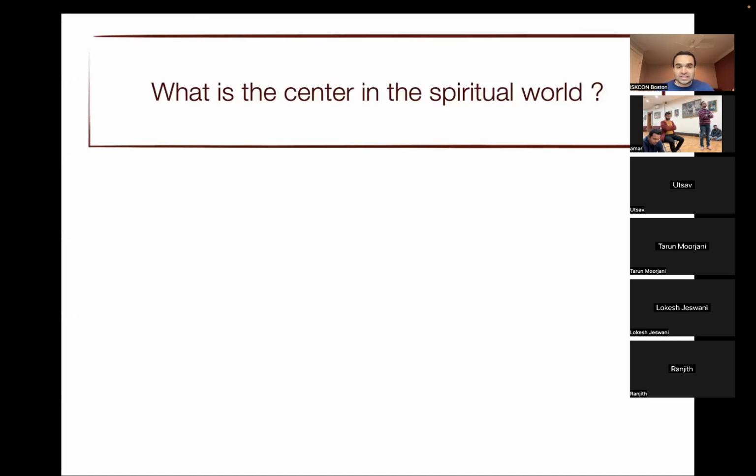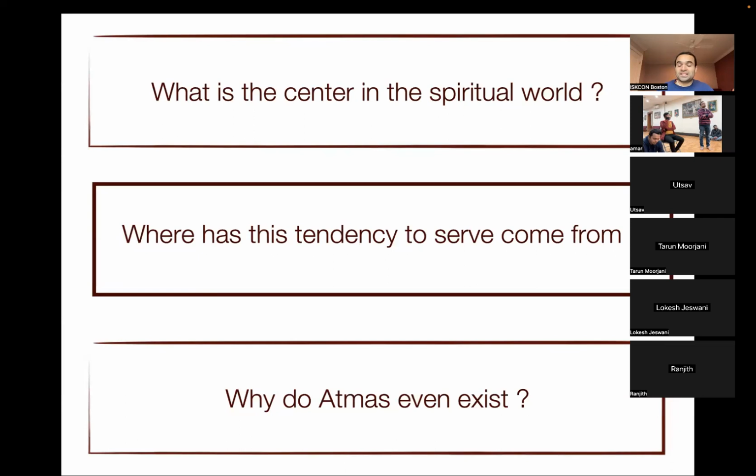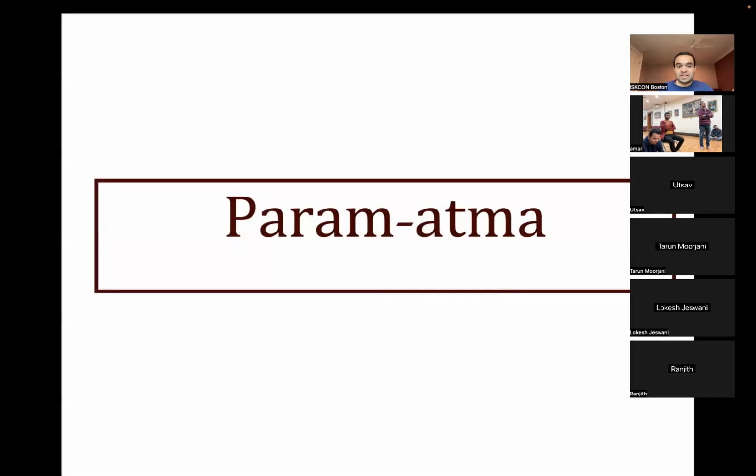Now we come to three essential questions. What is the center in the spiritual world? Where has this tendency to serve come from? And why do Atmas even exist in the first place? In today's session, we are going to answer these three questions. The answer to all three questions is one word, Param Atma, or when combined, Paramatma. So who is Paramatma? To translate it into simple English, Param Atma means the Supreme Atma. Let's see.